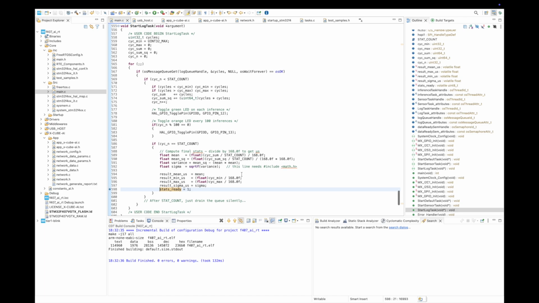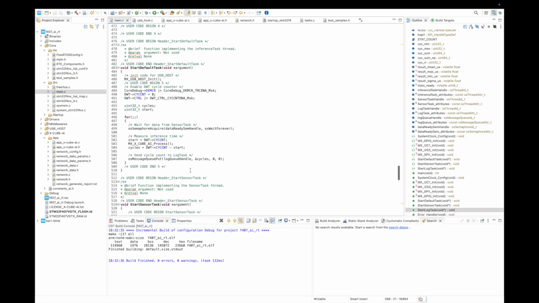For the actual timing, I'm using the data watchpoint and trace, or DWT, cycle counter, the unit that is built into the ARM Cortex-M4. It is a hardware counter that ticks once every processor clock cycle. At 168 MHz, that makes one tick every 5.95 nanoseconds. To turn it on, you just need 3 register writes at startup. And this resolution really matters.